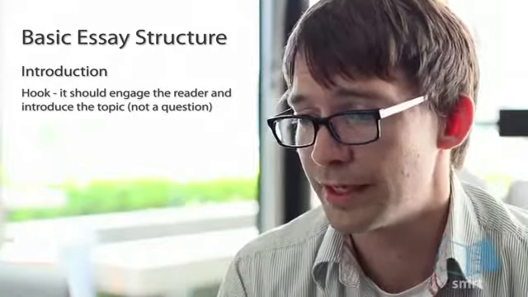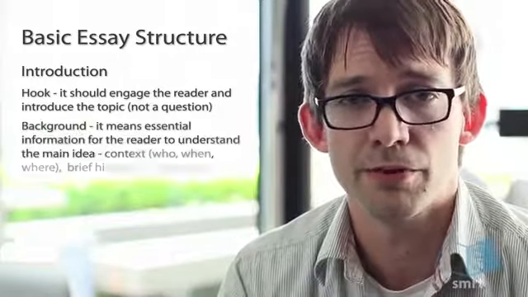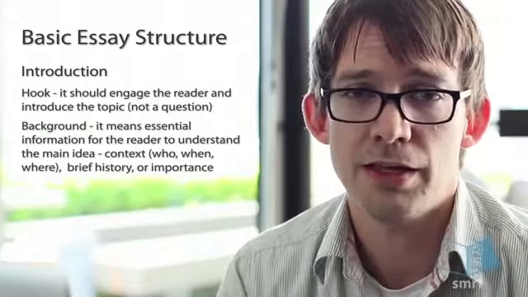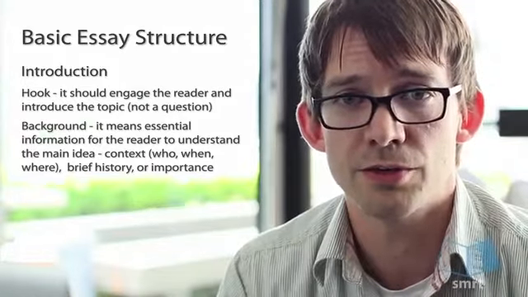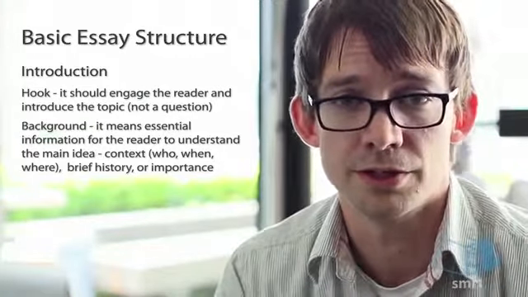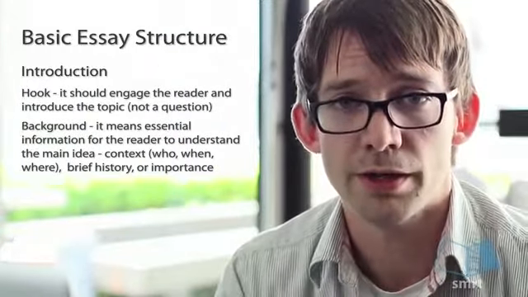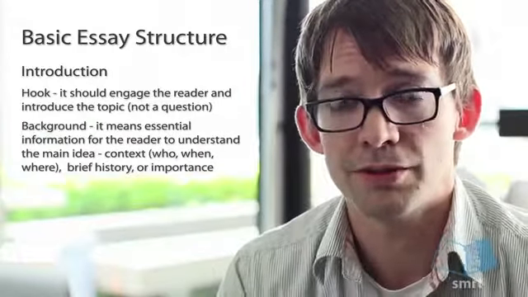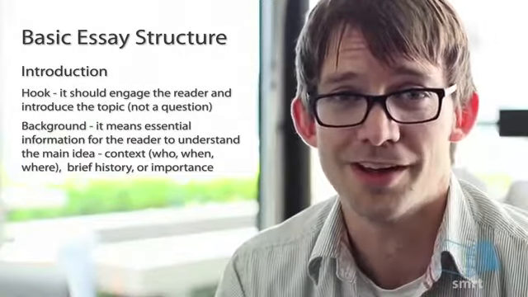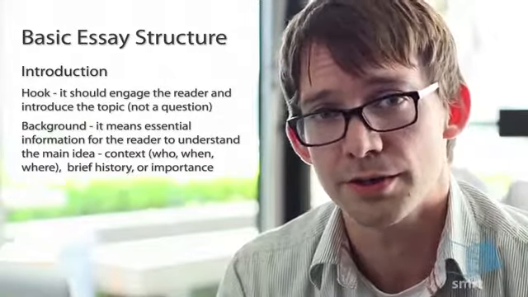After you've engaged the reader with a good opening sentence, you want to give some background information. Now, that just means any information that's essential for the reader to have in order to understand your main idea or to understand the topic. So this could be context, like where and when. It could be a brief history of the topic, or it could be an explanation of why the topic is controversial to begin with, or why it's important.